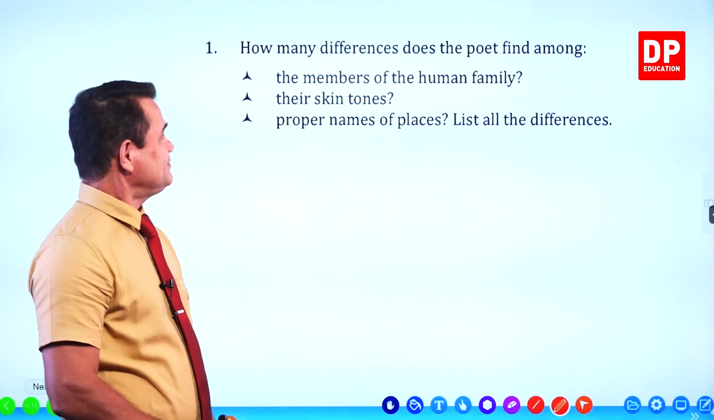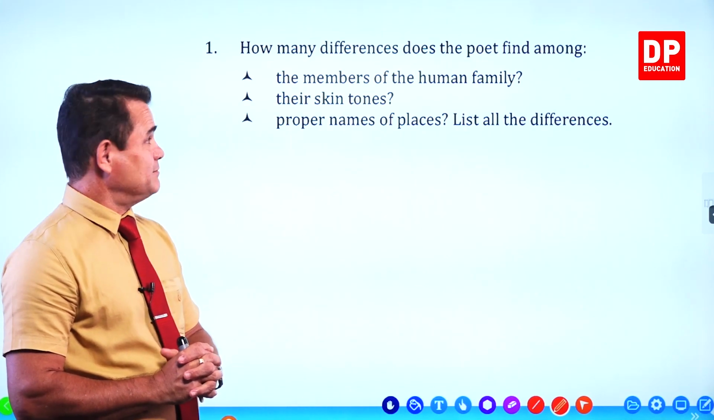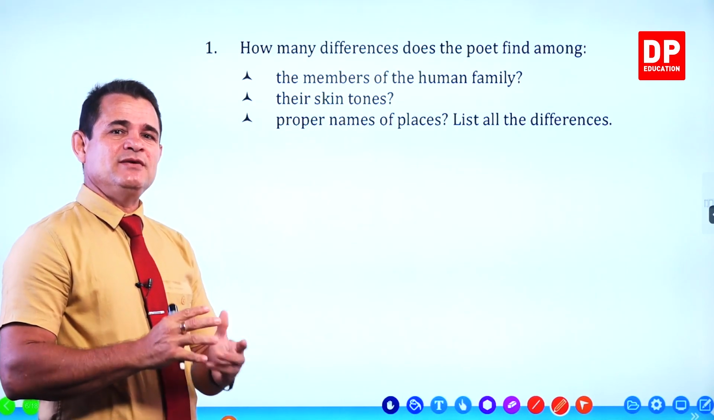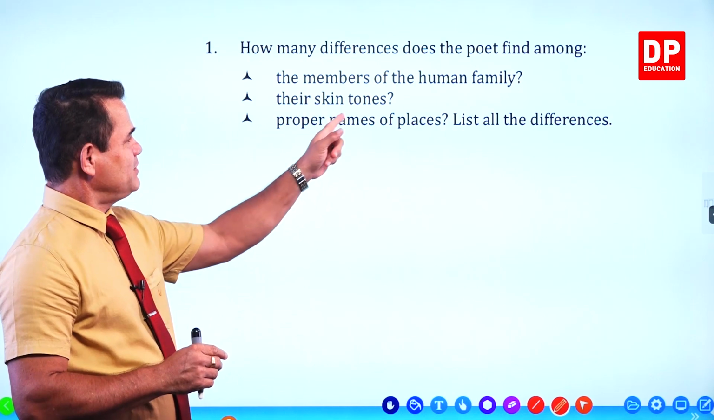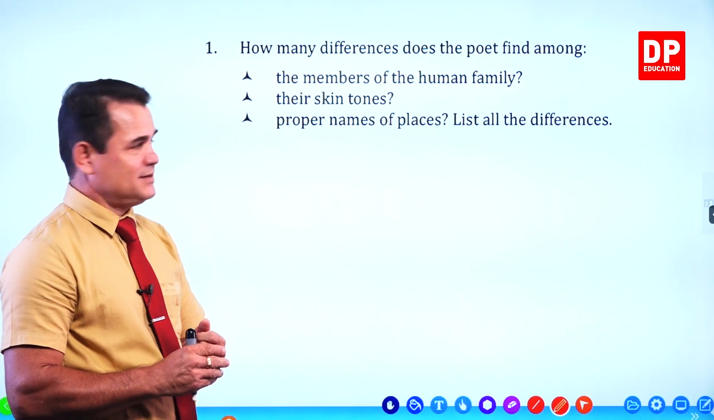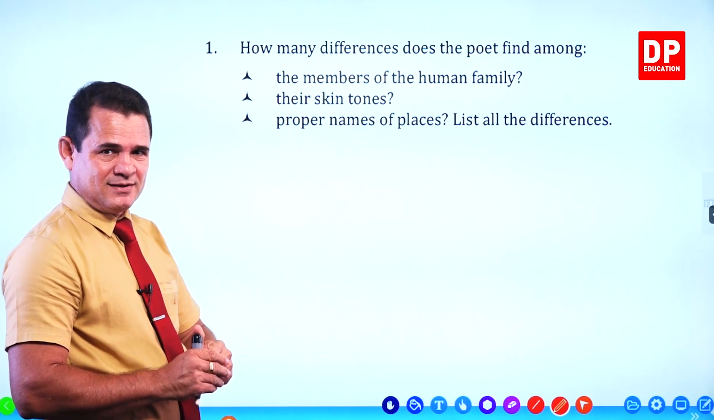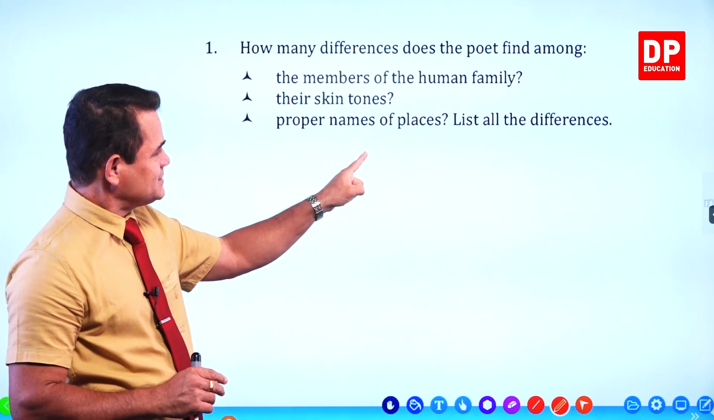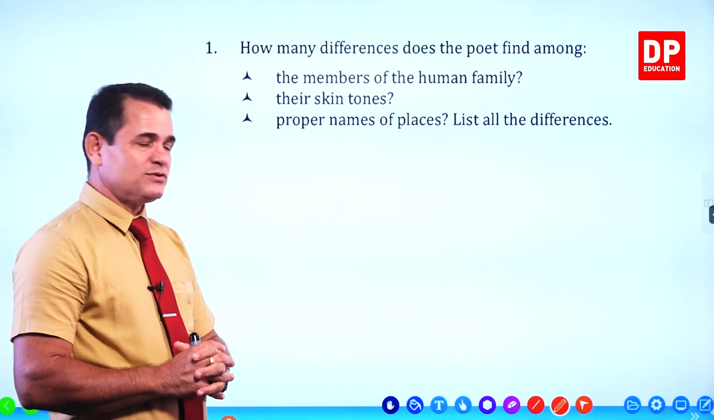Number 1. How many differences does the poet find among the members of the human family? How many differences? Members of the human family. And their skin tones. How many? Proper names of places. List all the differences. Proper names of places.